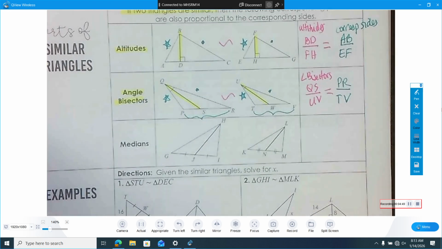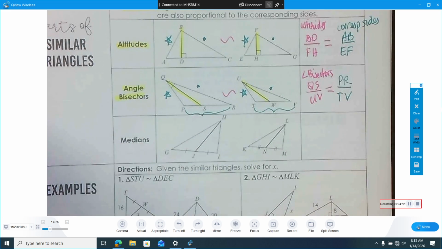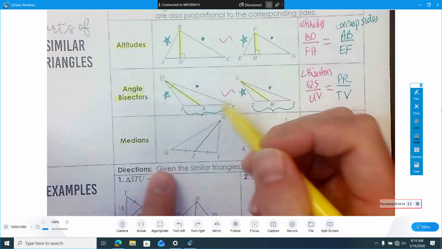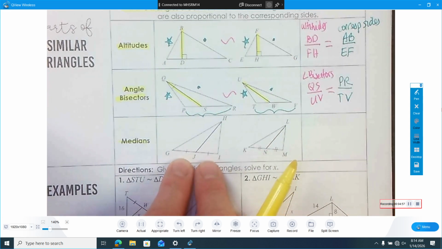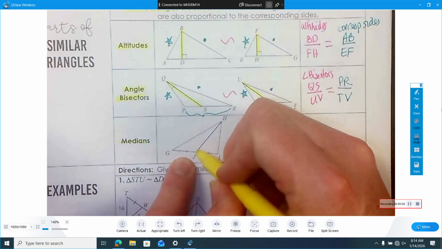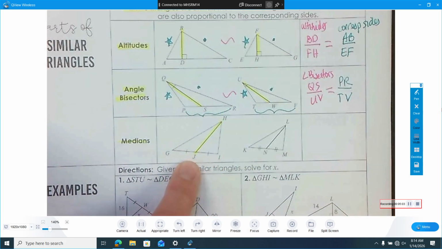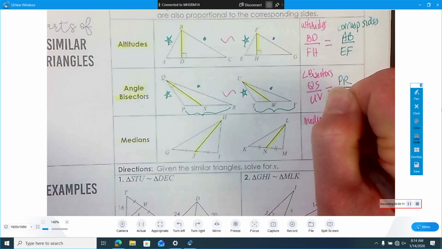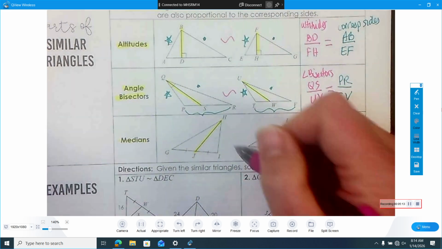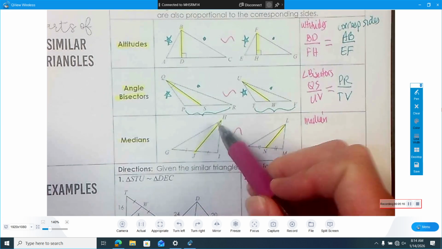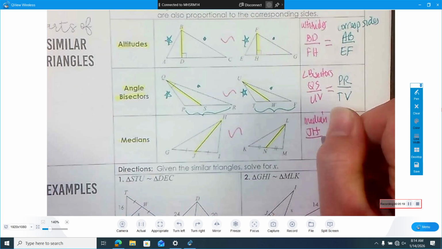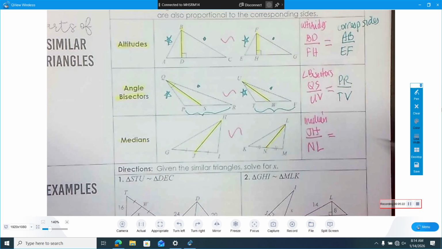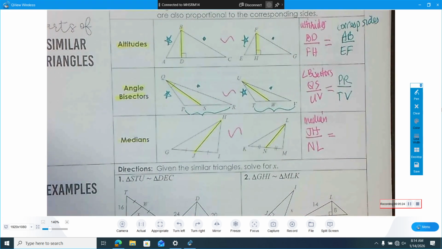And then last we have medians. A median goes to the middle of the opposite side. You can see our side GI got bisected. So that segment was bisected. J is a midpoint. So here we have a median, and NL is also a median. And once again, we can use that median to create a proportion. Since I know my triangles are similar, I could say JH over NL is going to be equal to any pair of corresponding sides. So give me a pair of corresponding sides.